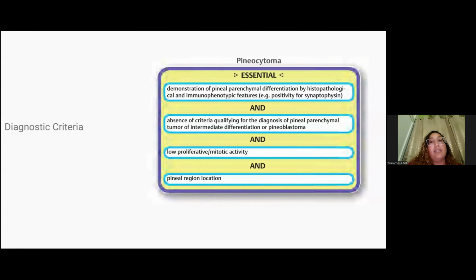Now, this is the diagnostic criteria for pineocytomas. These tumors must demonstrate pineal parenchymal differentiation by histopathological and immunophenotypic features, such as the positivity for synaptophysin. There also must be the absence of criteria qualifying them for the diagnosis of pineal parenchymal tumor of intermediate differentiation or pineoblastoma. There must be low proliferative or mitotic activity, and they must also be located within the pineal region.